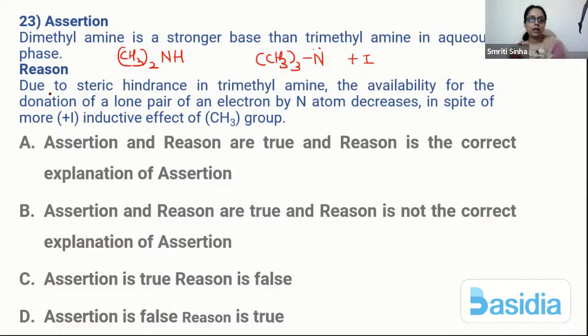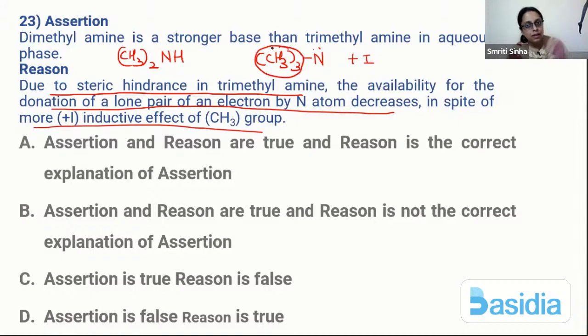And the reason is given here. Due to steric hindrance in trimethylamine, the lone pair available for donation decreases on the nitrogen atom, and more inductive effect of CH3 group. Means even though there is more CH3 group, more plus I effect, the lone pair available for donation is less because of the steric problem, and therefore it is less basic. This assertion and reason are both correct. Therefore assertion and reason are true, and reason is a correct explanation for your assertion.